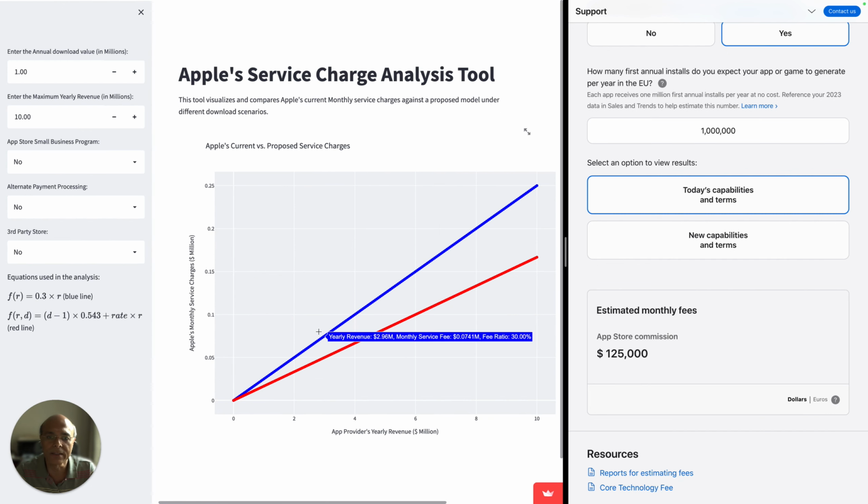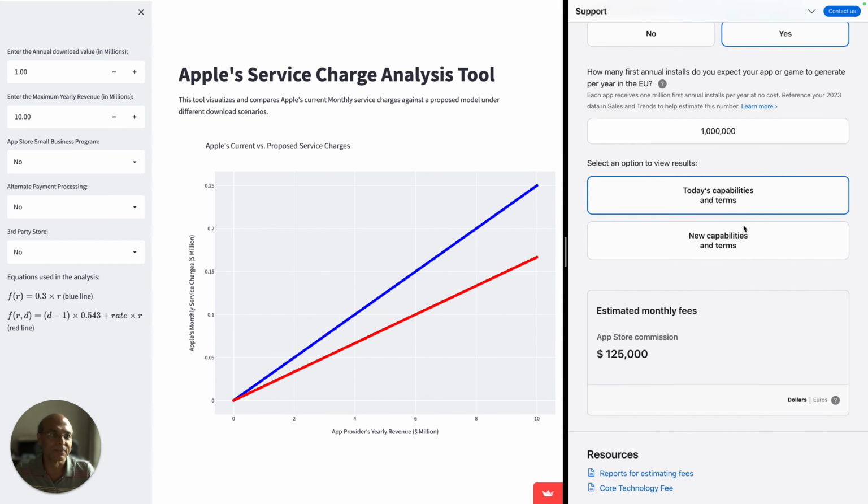If you choose a different option, this particular line is: fee = (D minus 1) multiplied by 0.543 plus rate times revenue. What does this mean? D is the downloads, which is 1 here, so 1 minus 1 is 0. Anything beyond 1 million downloads, Apple is going to multiply by $0.543 for every download, and then plus the rate, which is decided by what you choose here, multiplied by the revenue. That is the red line. Okay, that's how it is done.